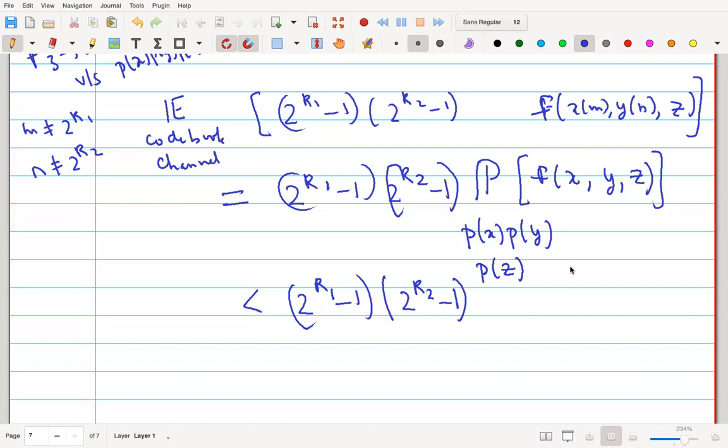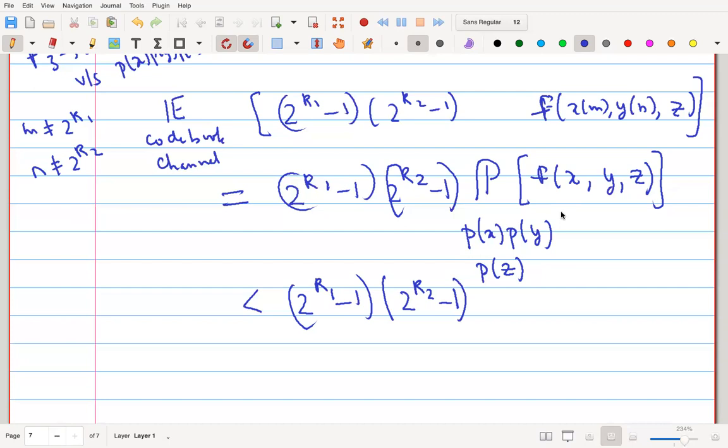What is being said is the following: the marginal of Z, in this case, for the wrong decoding, actually P of Z conditioned on X 2 to the R1, comma Y 2 to the R2. That is the correct marginal.